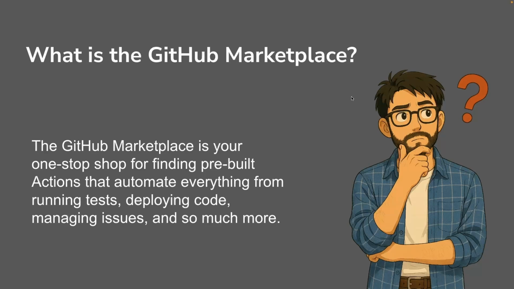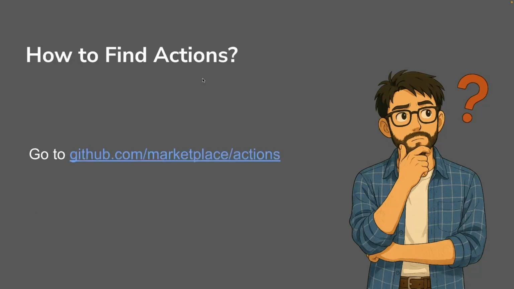The GitHub Marketplace is your one-stop shop for finding pre-built actions that automate everything from running tests, deploying code, managing issues, and so much more. These actions are built and maintained by the community and trusted developers. So how to find actions?